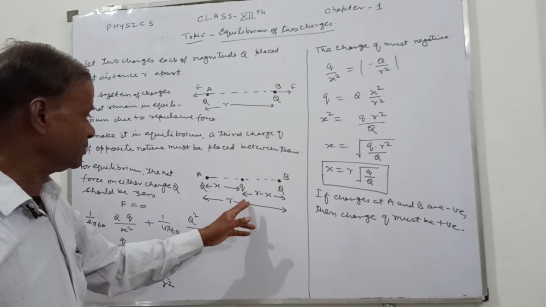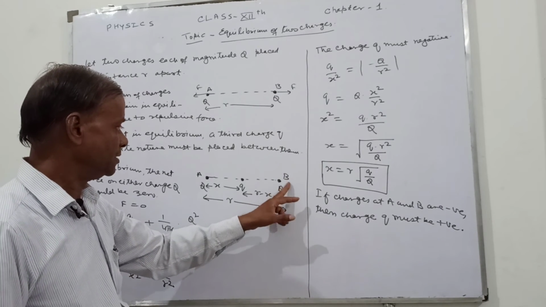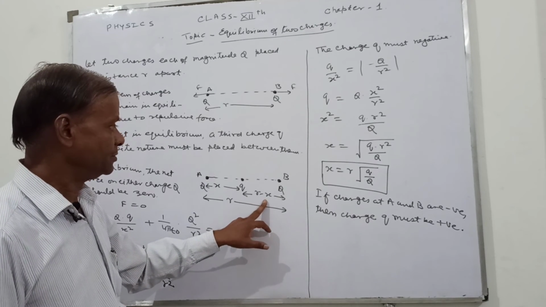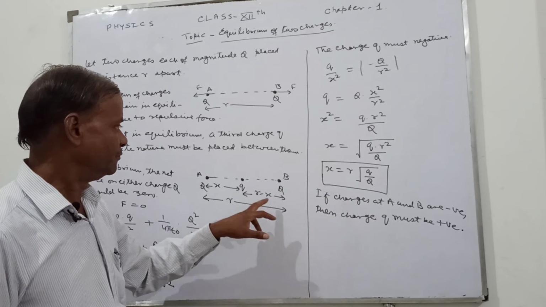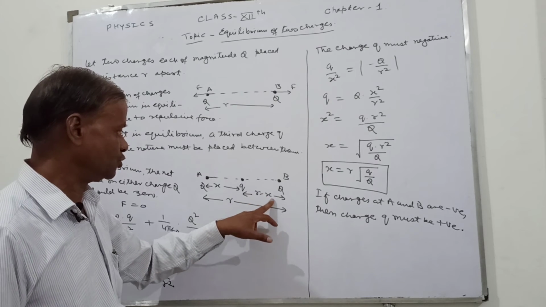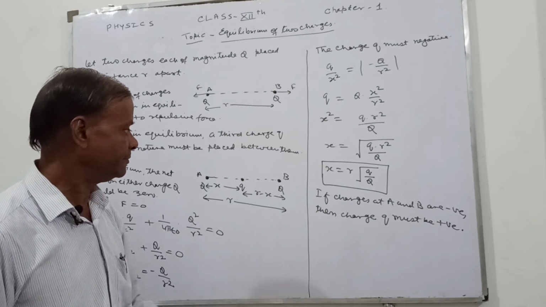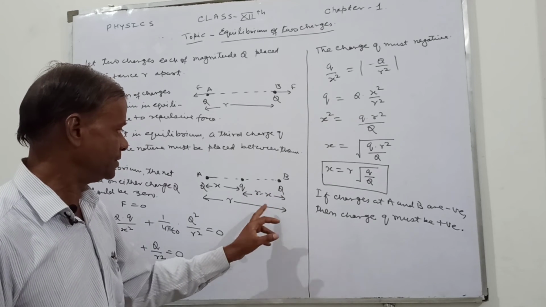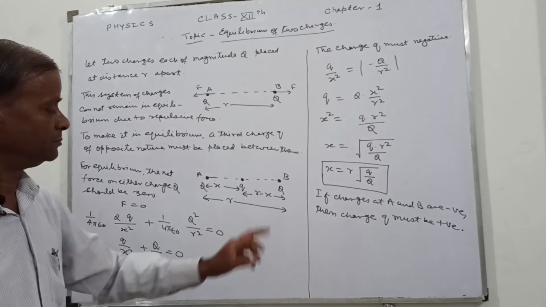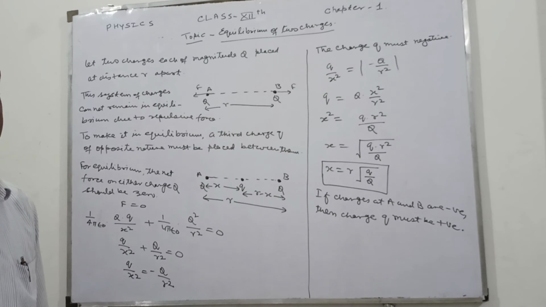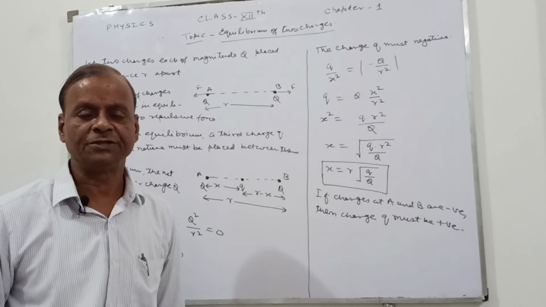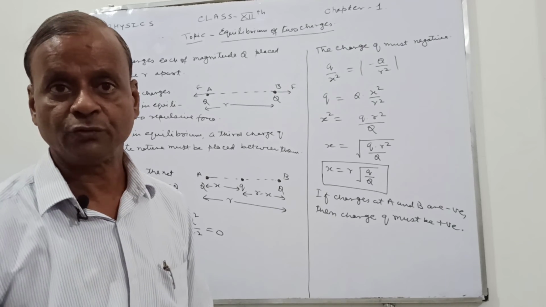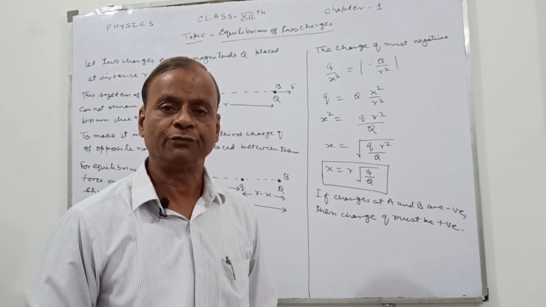If you want to find the distance from this charge at the point B, then you take r minus x, so that you will find that much distance will be there. Just put the value of x here, and you will find the value. So this is the position and the nature of the charge to make a system of two similar charges in equilibrium.